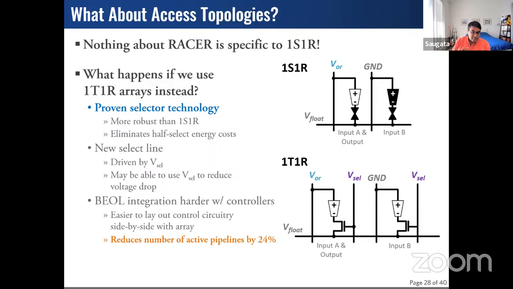Besides reducing the density, there's some extra energy that's used for the transistors themselves. In total, it drops the active pipeline count by about 24%.